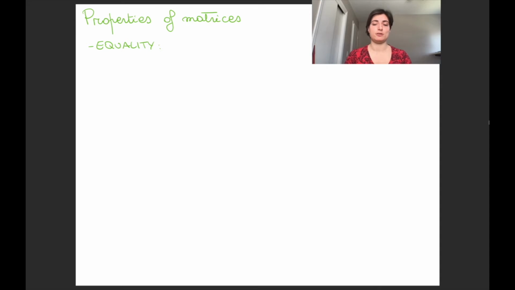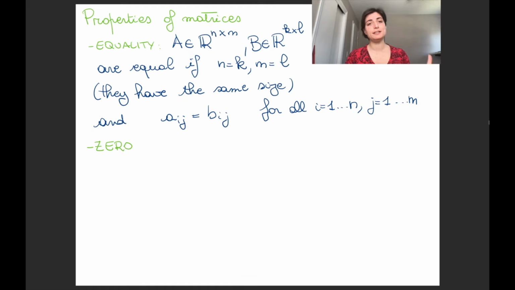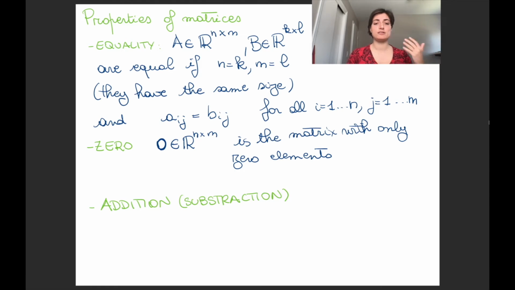What are properties of matrices? The very basic ones. First, when are two matrices equal? If A is a real matrix with n rows and m columns, and B is a real matrix with k rows and l columns, first of all, you need the number of rows and the number of columns to be the same. If they don't have the same size, they cannot be equal. And then you need every single element inside the matrix to be matching, one by one. When is a matrix zero? A matrix is zero if all the elements in the matrix are zero.